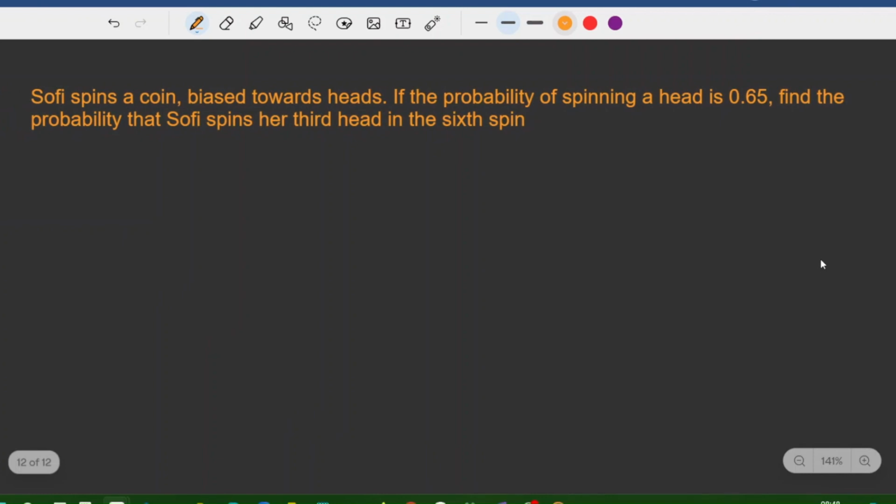Sophie spins a coin, biased towards heads. If the probability of spinning a head is 0.65, find the probability that Sophie spins her third head, her third success, in the sixth spin.